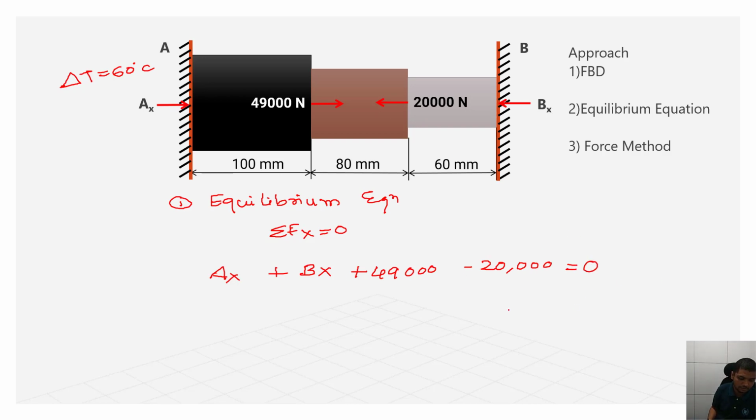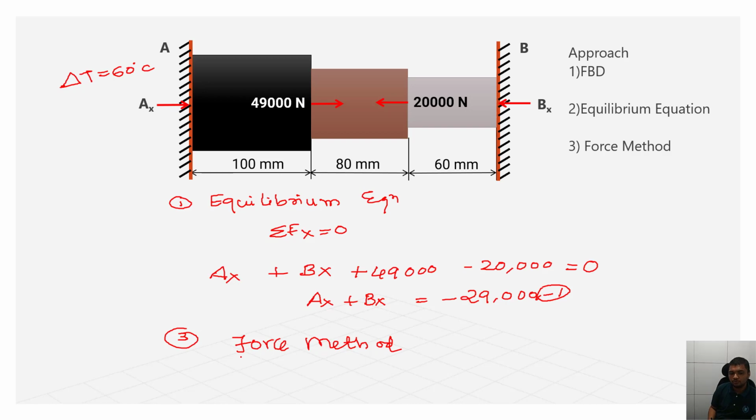So these are the forces. So we get the equation AX plus BX is equal to minus 29,000. So this is equation number 1. Now we are going to use the force method. The third step is to use the force method, right? So this force method part I will explain in the next video.